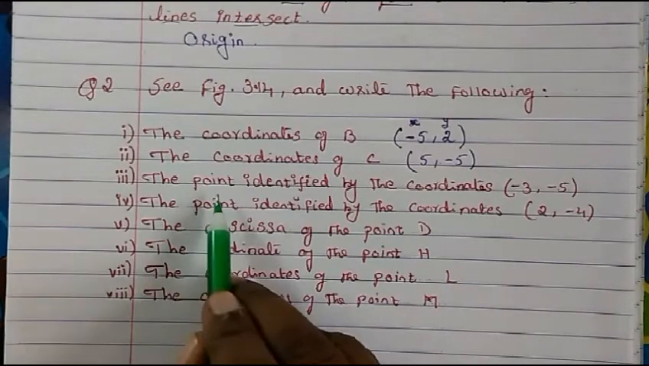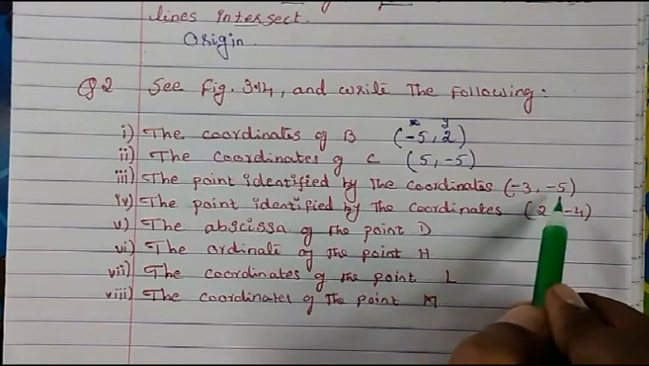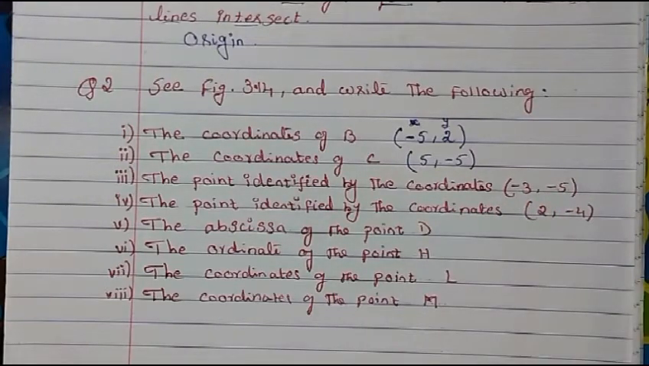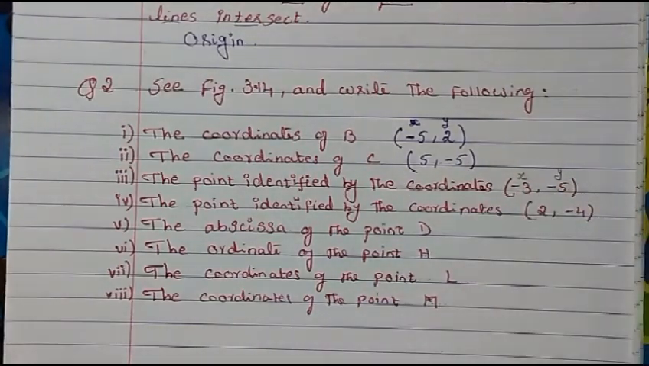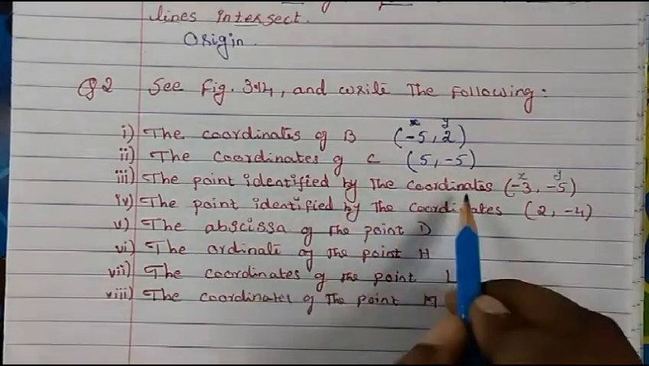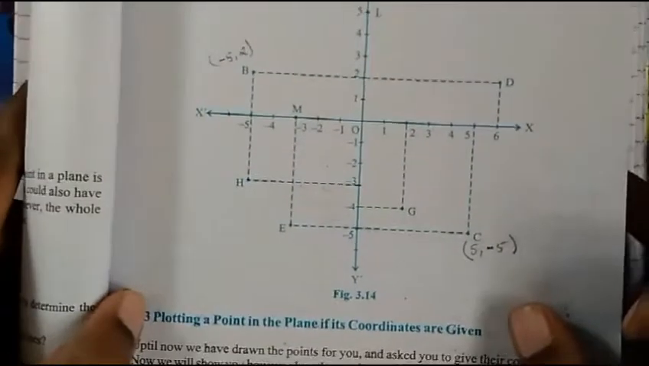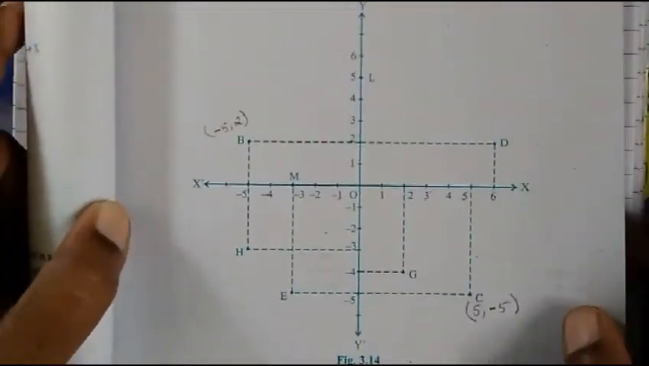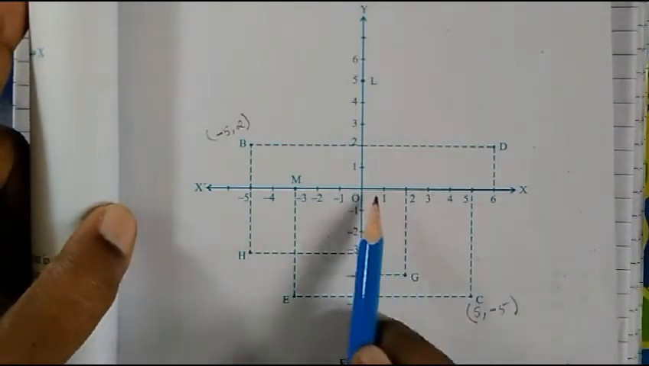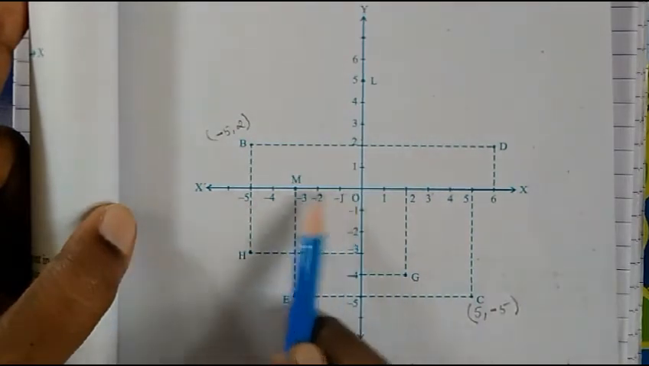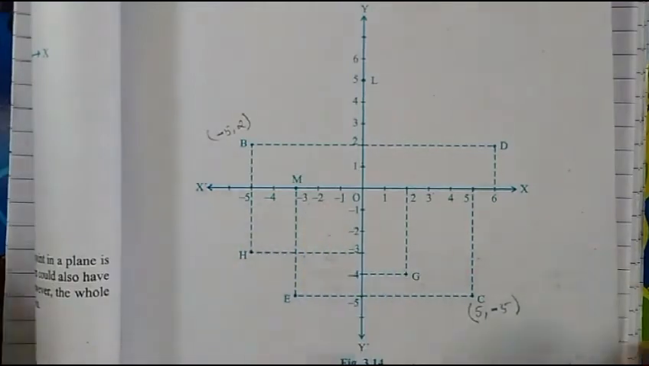Now next, the point identified by the coordinates -3 and -5. I told you always the first value is x, the second value is y. So we have to identify the coordinates -3 and -5. So where is -3 and -5? Here. So let's see. On the x-axis, -3 we have to see. Minus will be in this direction, the second quadrant direction you have to see.